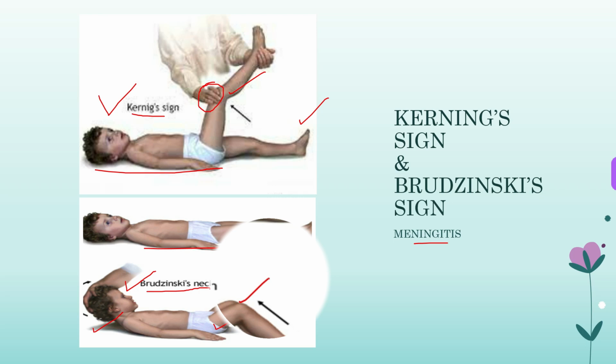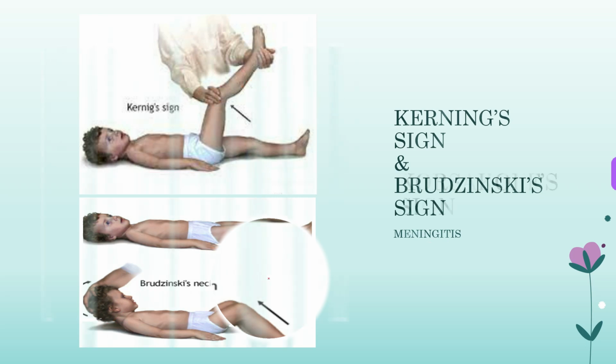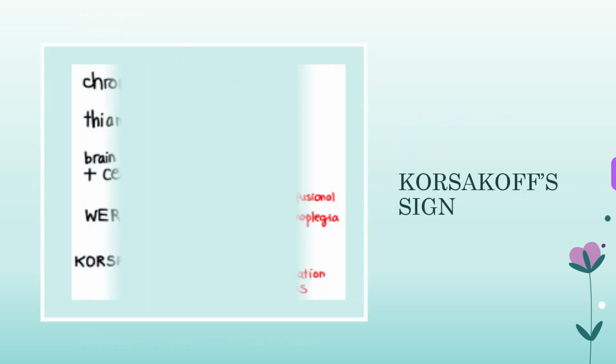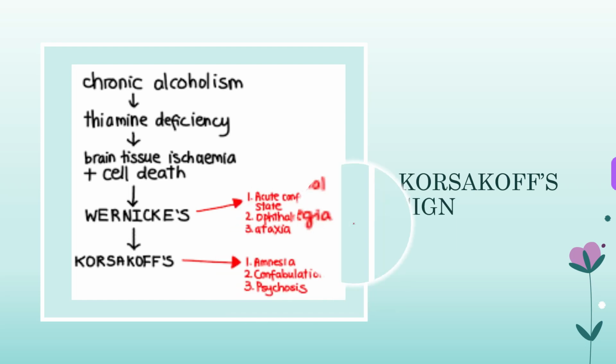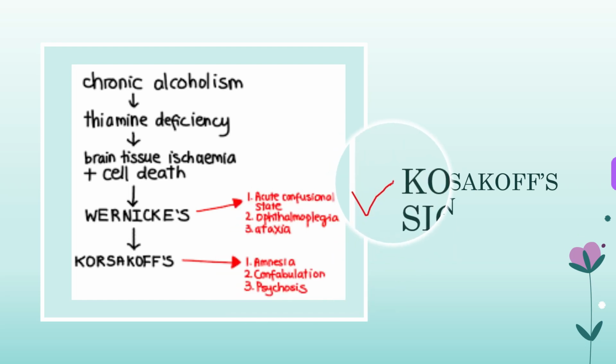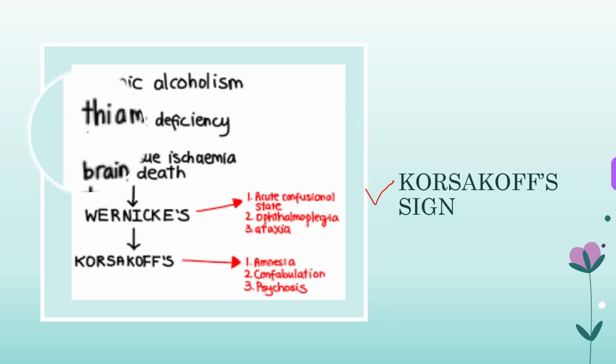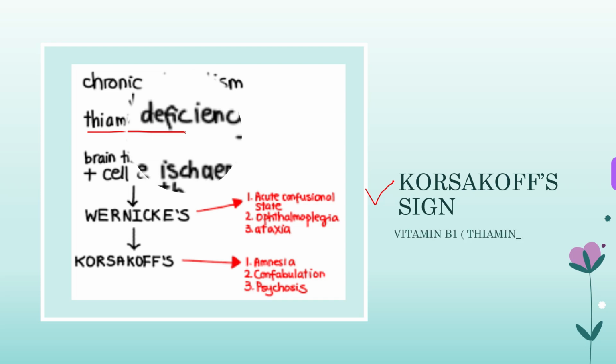I hope these 2 signs are very much clear to you. They are very important. The next important sign is Korsakoff's psychosis. This is a very important sign, and this is seen in thiamine deficiency, that is vitamin B1, which is characterized by memory defect with confabulation.